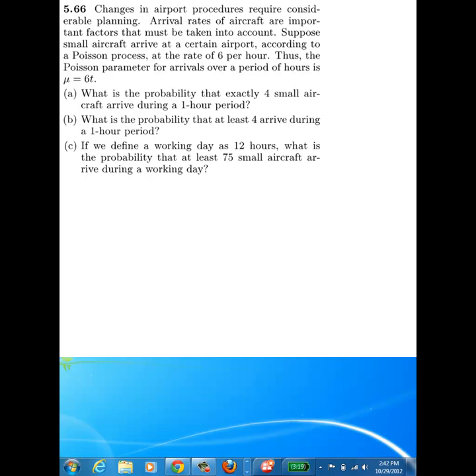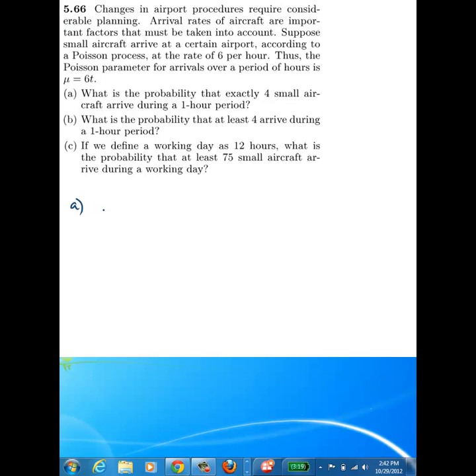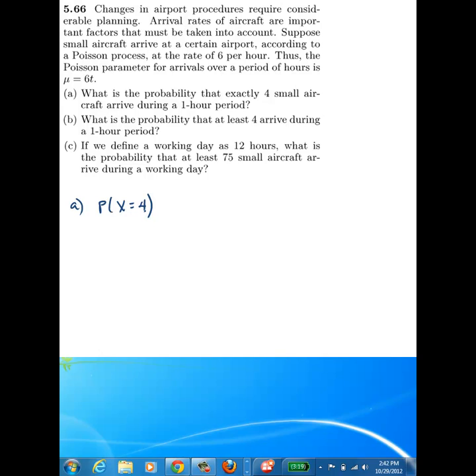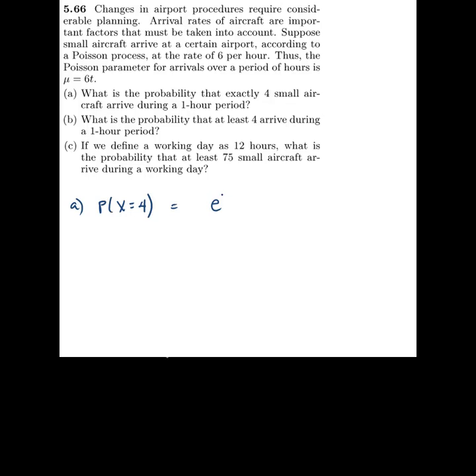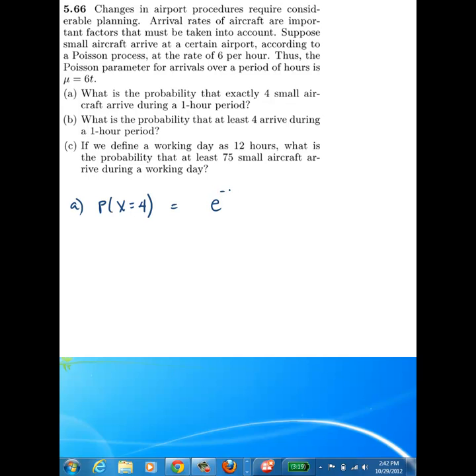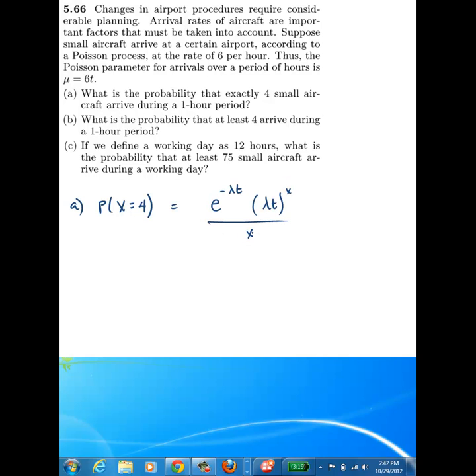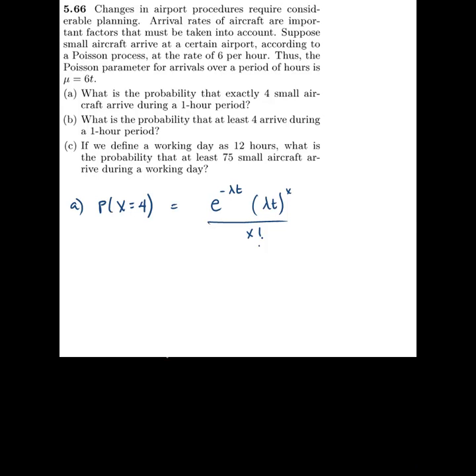So the first question is, what is the probability that exactly 4 airplanes arrive during a 1 hour period? So A is looking at the probability of X equals 4. Exactly 4. And we use the Poisson. So we know it's e to the minus lambda T, lambda T to the X, divided by X factorial. That's the Poisson.